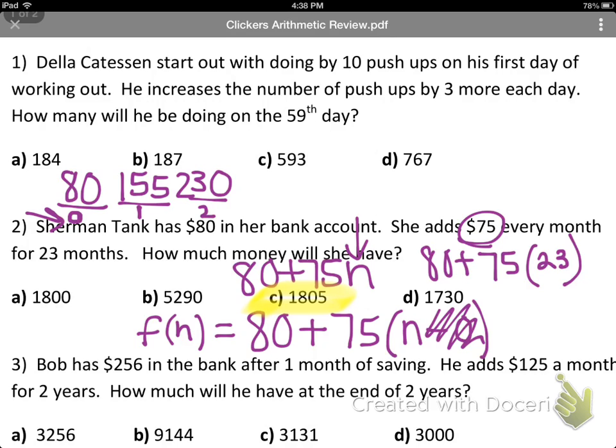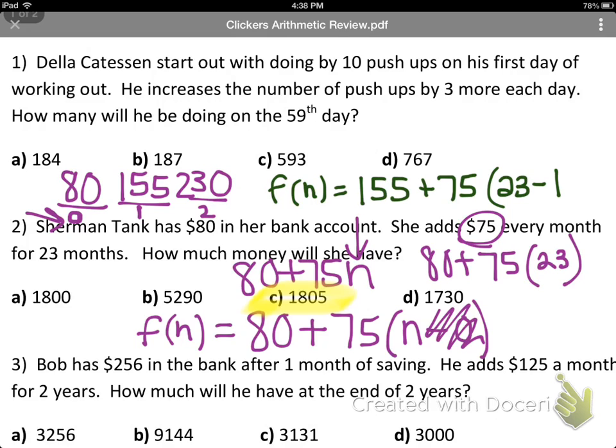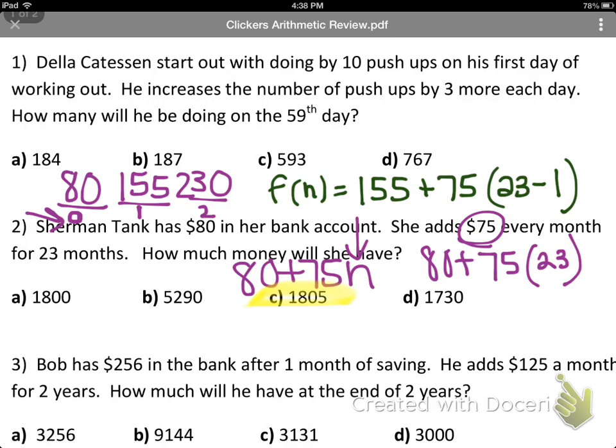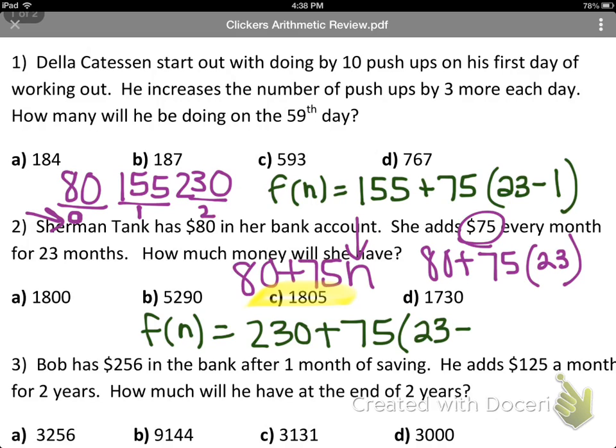Well, if you wanted to do it without using the 80, you could use the first term, which is what we're used to doing. So 155 plus 75, again 23 minus, and I use the first term this time, so I do have to minus 1. We'll end up still with 1805 as our answer. And the last way you could have done it, using the numbers that I have, would be to do f of n, plugging into 230 plus 75 and then 23. But this time I used the second term, so I'm going to have to minus 2. And that'll also give you the 1805.